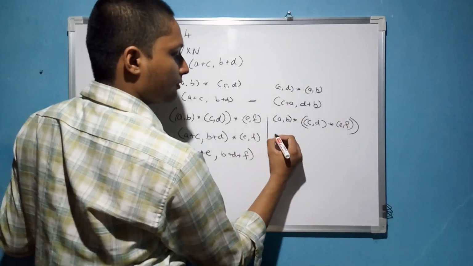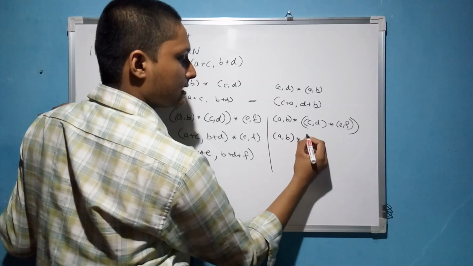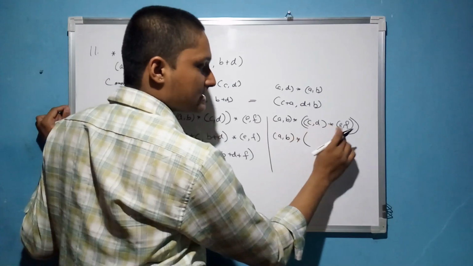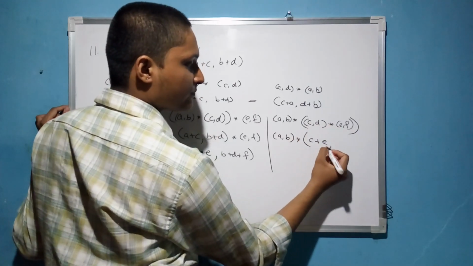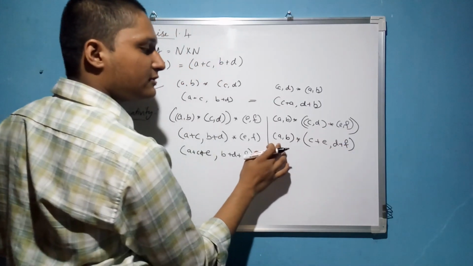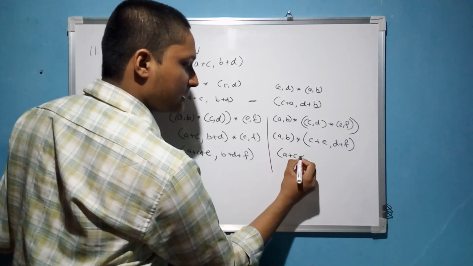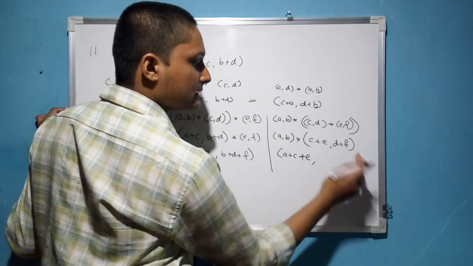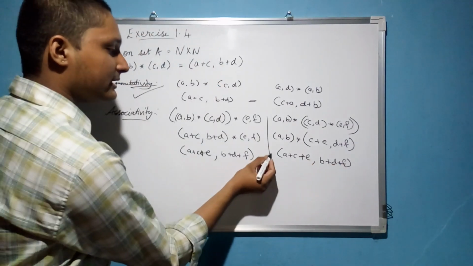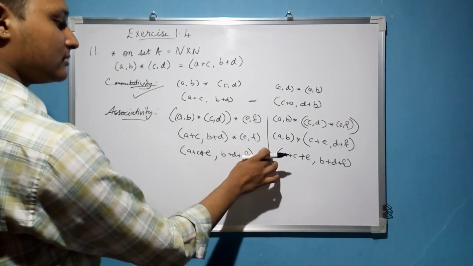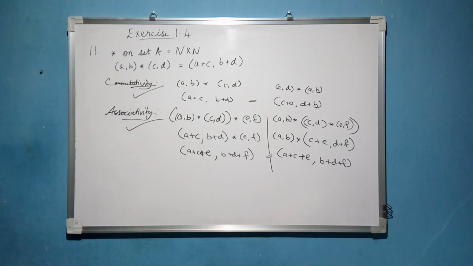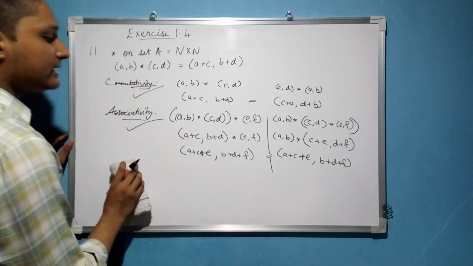Now we need to check how we are going to get it here. This is (a, b) star ((c, d) star (e, f)): first plus first, that is c plus e, and second plus second, that is d plus f. Again you have first plus first, that is a plus c plus e, and b plus d plus f. You can observe that these two are equal, right? They are equal. Therefore it is associative.